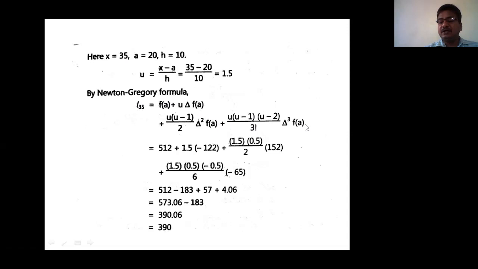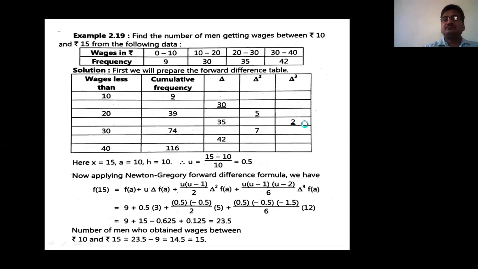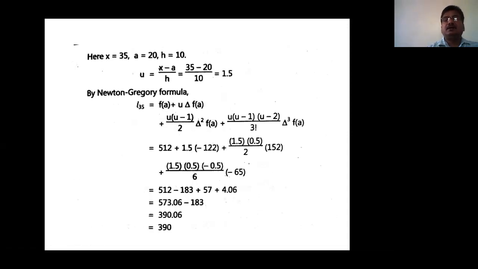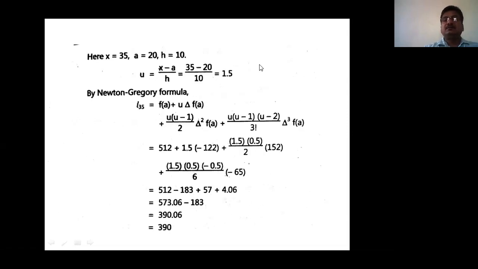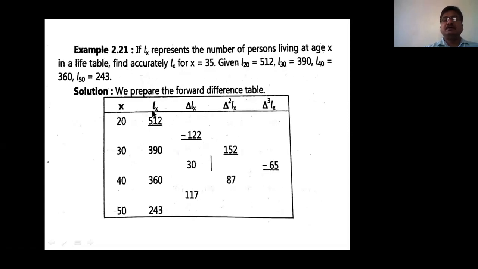And if you observe the table, the values of x are 4 in number, and so the table terminates at delta cube. The last column is delta cube, and all the further higher differences are 0. And then by using the table, substitute the values of f of a. These values are important, the underlined values 5, 1, 2. This is delta f of a, this is delta square f of a, delta cube f of a.